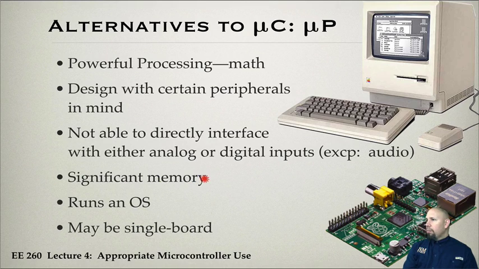In general, a microprocessor is connected with a significant amount of memory. We can talk about gigs and gigs of memory. That's a lot. The microcontroller on the Arduino has 32K of memory. Not very much memory. 32 kilobytes versus my laptop here, which has 8 gigabytes. Okay, so 8 gigabytes is a lot more than 32 kilobytes. So significant amount of memory. In general, these guys run an OS, some kind of an operating system. So this has the Mac OS. This is a Raspberry Pi, which is a single board microprocessor or microcomputer.